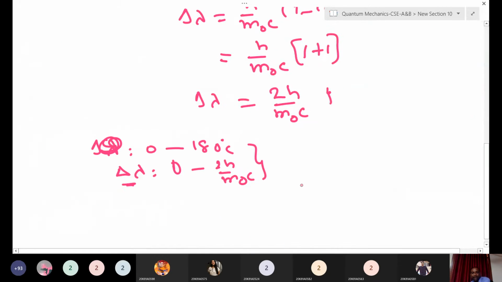Okay, the value is 2h by m naught c. Our theta we can vary from 0 to 180 degrees, and the shift will be 0 to 2h by m naught c. These are three special cases.